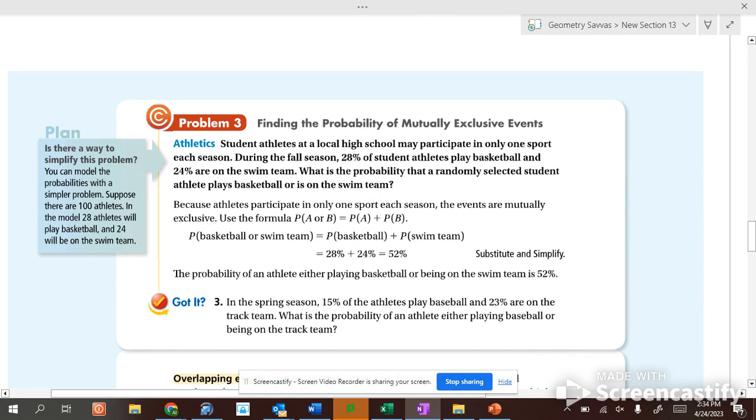Student athletes at a local high school may participate in only one sport in a season. During the fall season, 28% played basketball and 24% were on the swim team. What's the probability that an athlete who is selected either plays basketball or is on the swim team? Okay, well, you just add them up. 28% and 24% make 52% because they're mutually exclusive. They cannot happen at the same time.